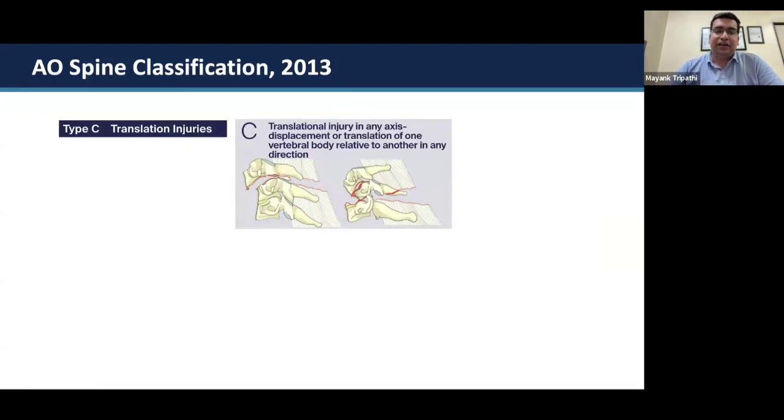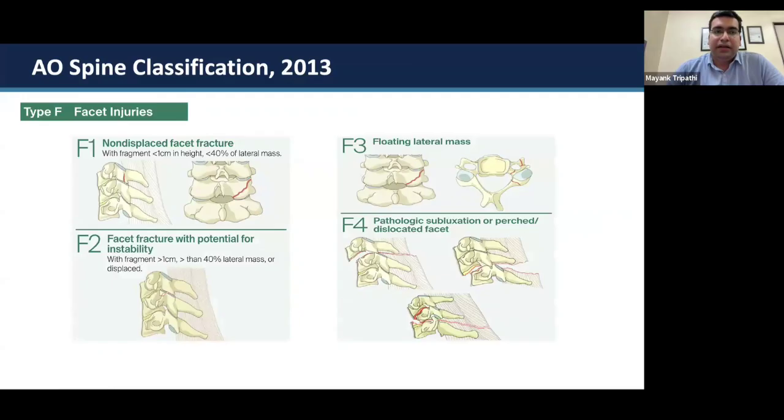In type C of the AO classification, it included translational injuries in any axis, and displacement or translation of one of the vertebral bodies relative to the other in any direction. Type F were the facet injuries. It had 4 different categories. The F1 was a non-displaced facet fracture with a fragment height of less than 1 centimeter with less than 40% lateral mass involvement.